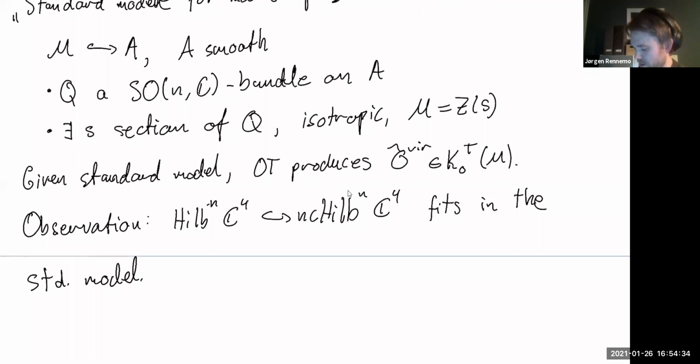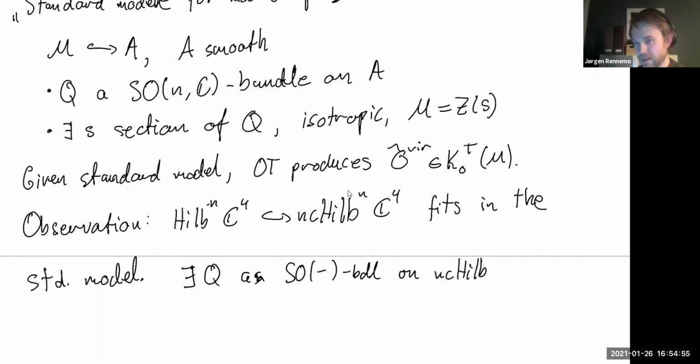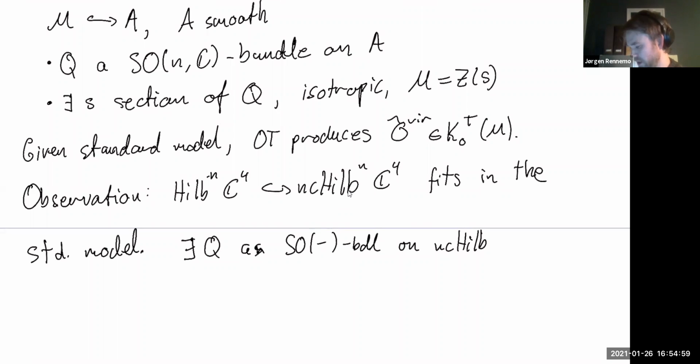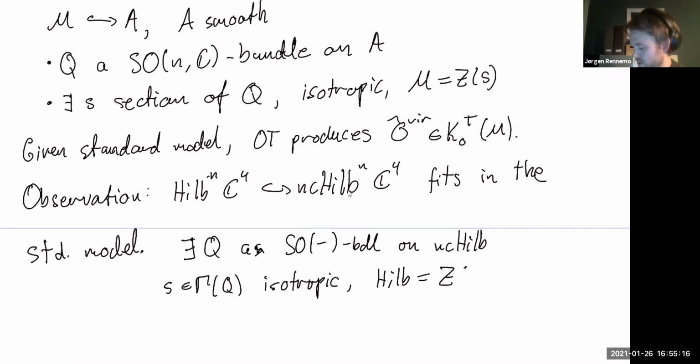So you can write down a completely explicit vector bundle Q, some SO, well, I won't use N, but some number bundle on NC Hilb, and a very simple section S of Q which is isotropic, and then the Hilbert scheme is the vanishing locus of S. So this is globally of the form that moduli of sheaves on the Calabi-Yau 4 is locally.